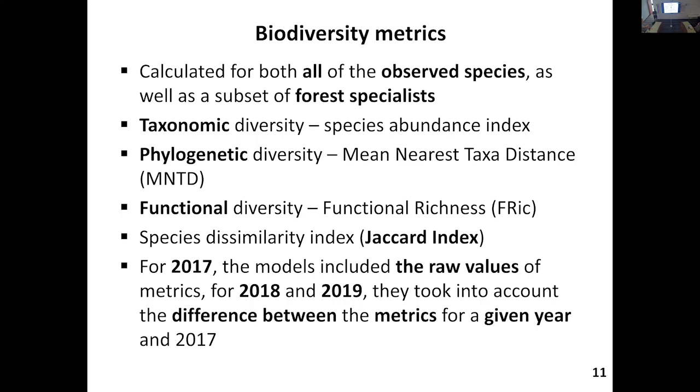We wanted to see how big of a stir, of a movement, the sounds we broadcast produced within those forest patches. We used GAMs, and for 2017 we used only the raw values of metrics, and for the two years we used the difference between the metrics of a given year and 2017 to better represent the pure effects of the experiment.